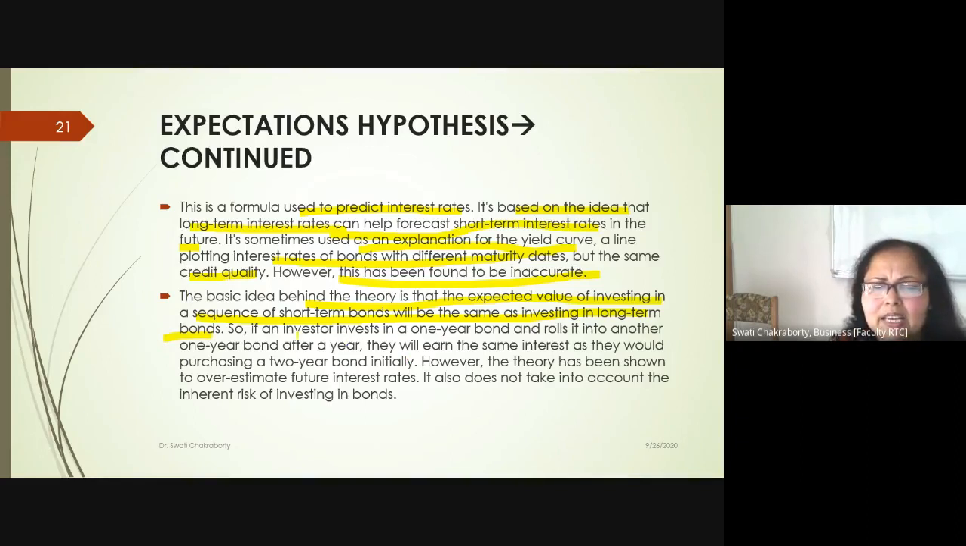So if you as an investor want to invest in a 1 year bond and then roll it into another 1 year bond after a year, the interest that you will earn would be the same as if you were purchasing a 2 year bond initially, right? But the theory has been shown to overestimate the future interest rate. It does not take into account the risk of investing in bonds. That is not taken into account.